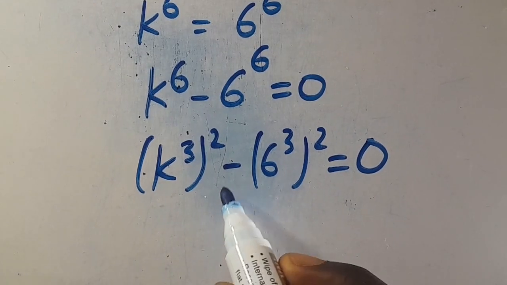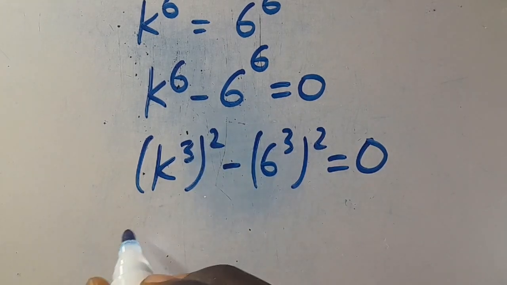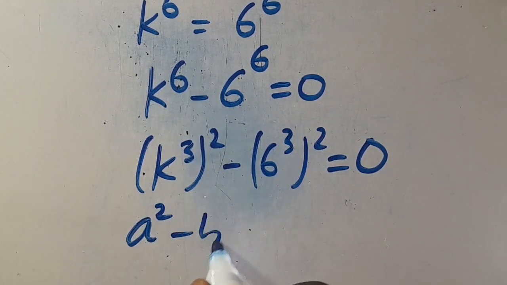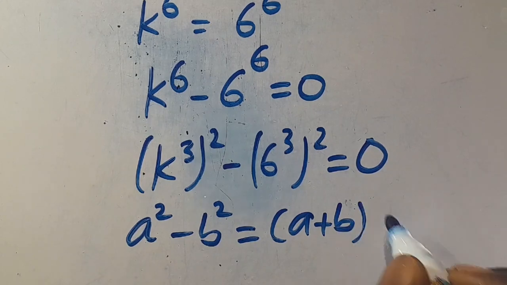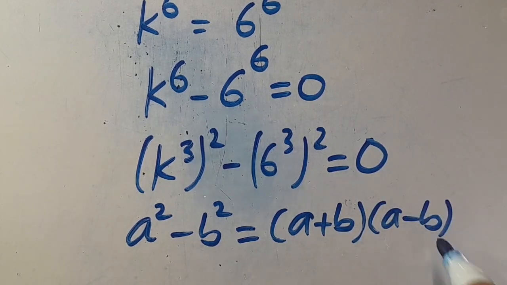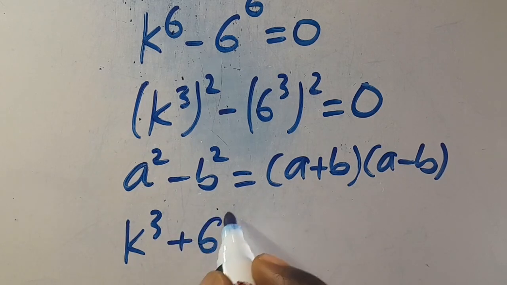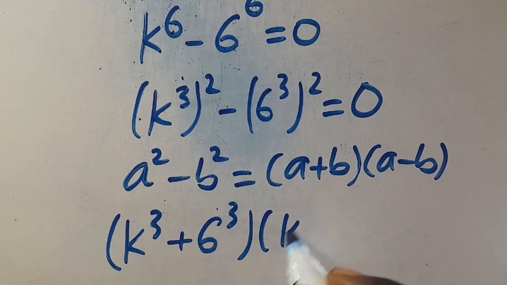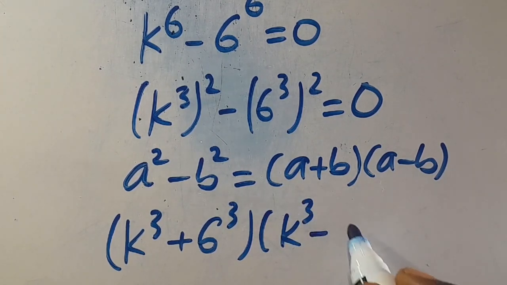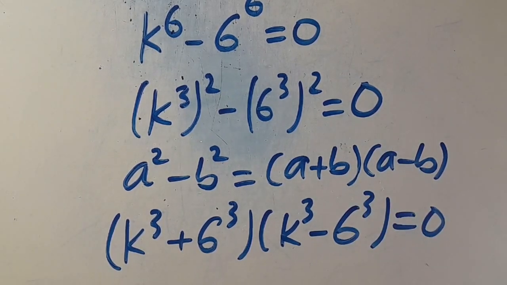Now, looking at this, it is a difference of two squares. This one has power 2, and this one has power 2. Remember, when you have a square minus b square, it always equals (a plus b), all in parentheses, multiplied by (a minus b). So here will be (k to the power of 3 plus 6 to the power of 3), all in parentheses, again multiplied by (k to the power of 3 minus 6 to the power of 3). Then we set everything to be equal to 0 from here.